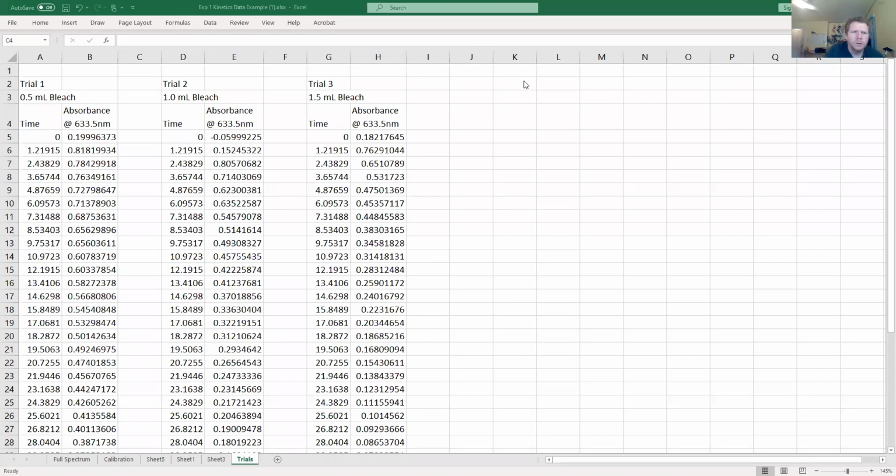Okay, so we're starting with a time point of 0 for all 3 of our data points. Now, one thing that is worth recognizing about this is keep in mind what this number is. So in this first cell, B5, 0.19996373, and then in B6, 0.81819934, those are absorbances. Now, an absorbance is not a concentration.